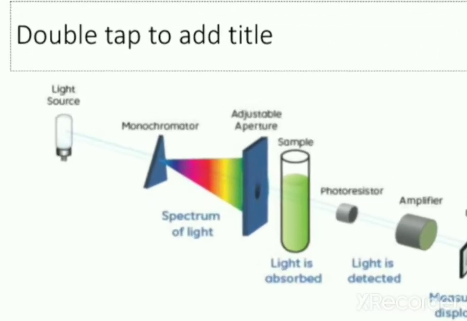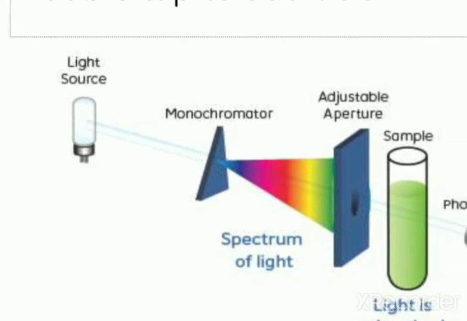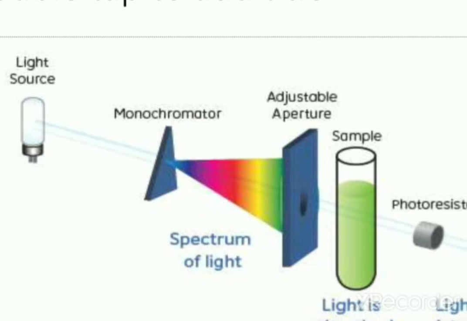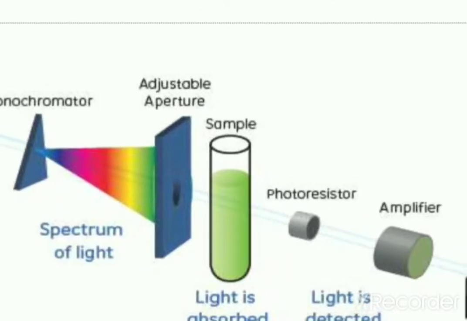First we will see what this actually consists of. A spectrophotometer consists of different parts. First, a light source, whose light passes through a monochromator. Then it is scattered into an adjustable aperture, then it passes through the solution. So you can see here there is a spectrum of light which is first scattered at the adjustable aperture, then it passes through the sample, and there is absorption of light.